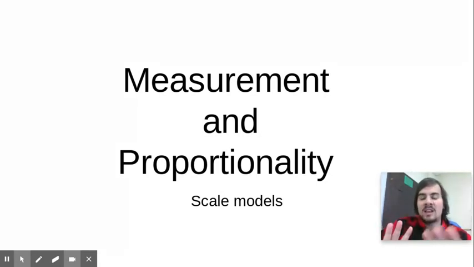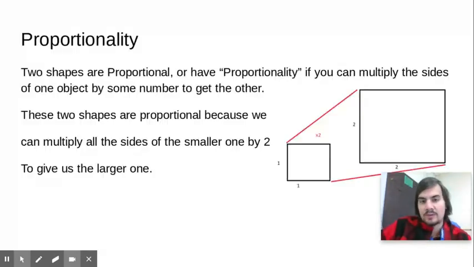We had discussed this in class. Maybe you can compare what we're talking about here to notes of your own. If you miss class entirely, there should be enough here for you guys to get your work done. But measurement and proportionality, this is about making scale models.